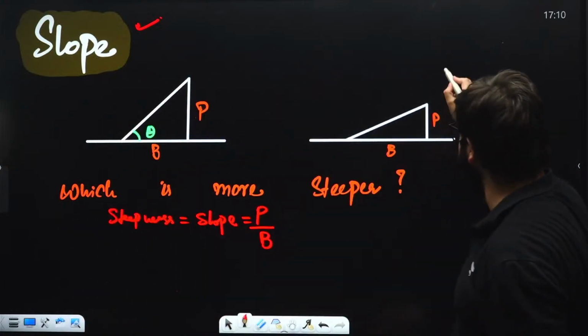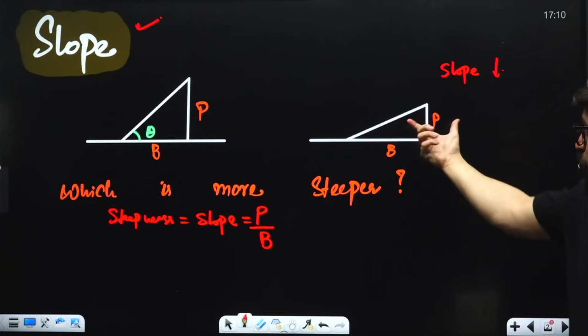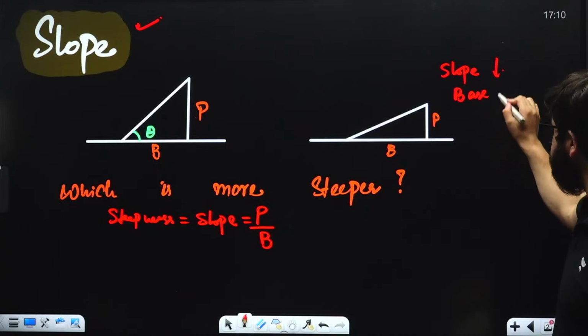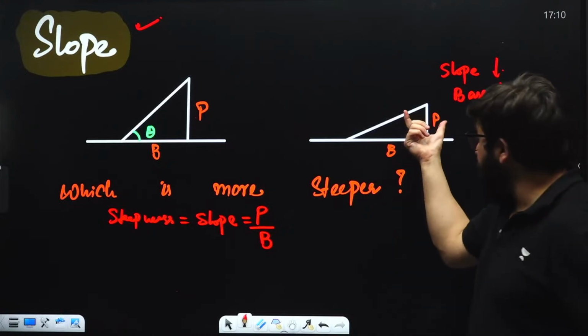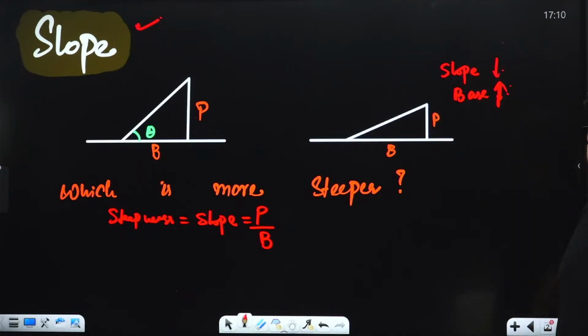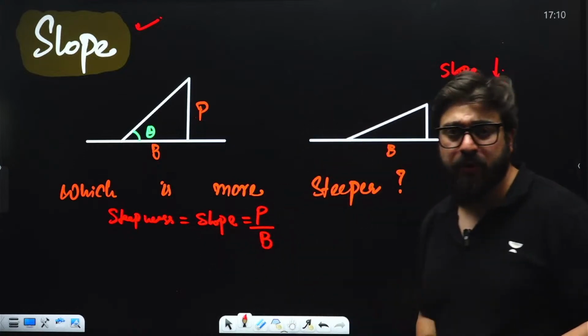You see here, I can say, sir, slope is less in this case, and in this case, base is also less. Here base is more, and perpendicular is, we say, sir, less. So slope is directly proportional to perpendicular, inversely proportional to base.